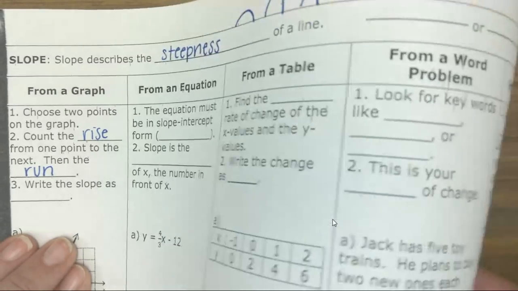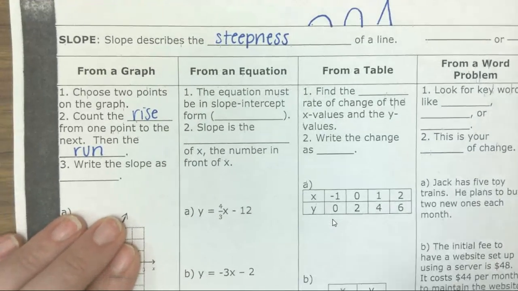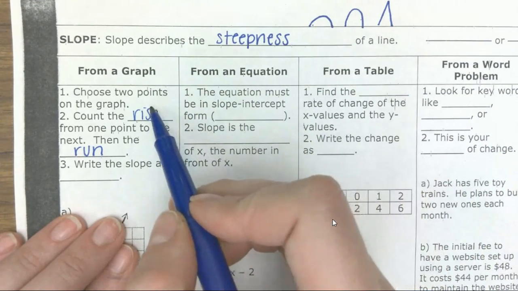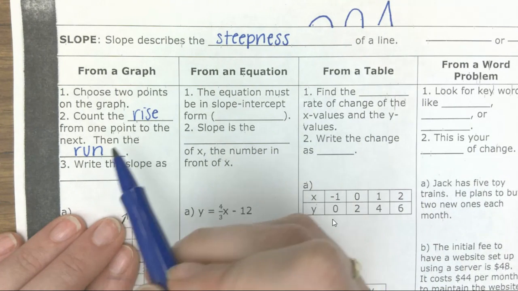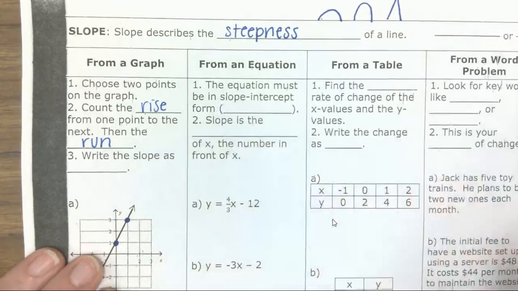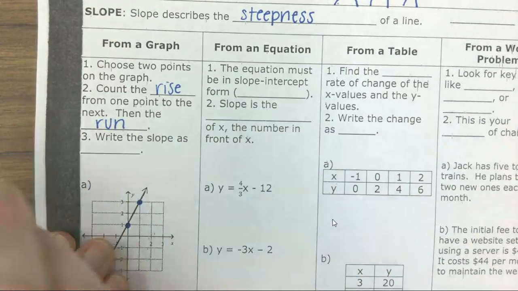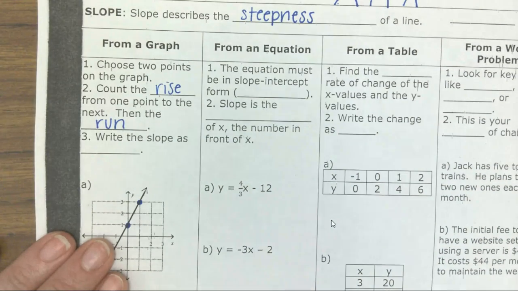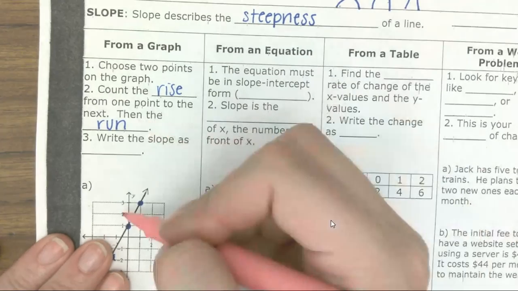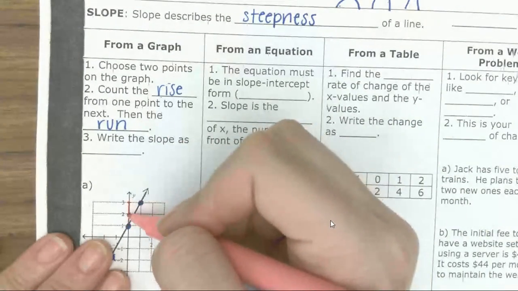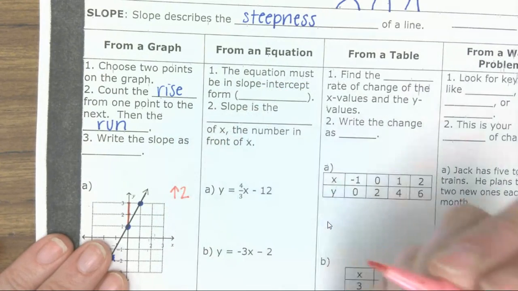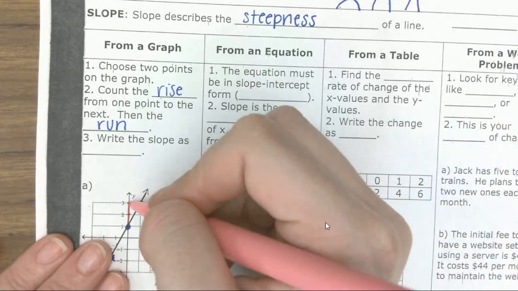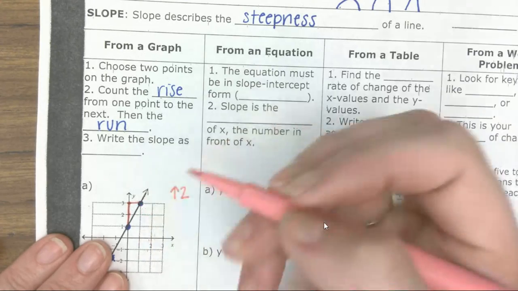First thing we're going to look at is from a graph. From a graph, you're going to choose 2 points, and you're going to count the rise from one point to the next, and then the run. So in this case, here's my graph. I found 2 points that cross perfectly, and I'm going to count the rise. So here I would go 2 boxes up. I like to write it as up 2. And then I need to get back to the line, so I need to go to the right 1.